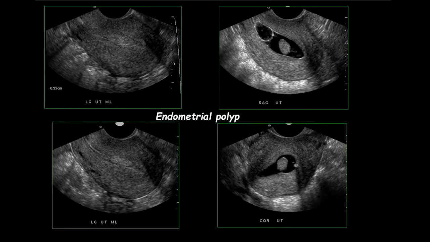These are two images from a transvaginal ultrasound on the left, and two images on the right from a saline hysterosonogram demonstrating a smooth, round, echogenic mass within the endometrial cavity consistent with an endometrial polyp.